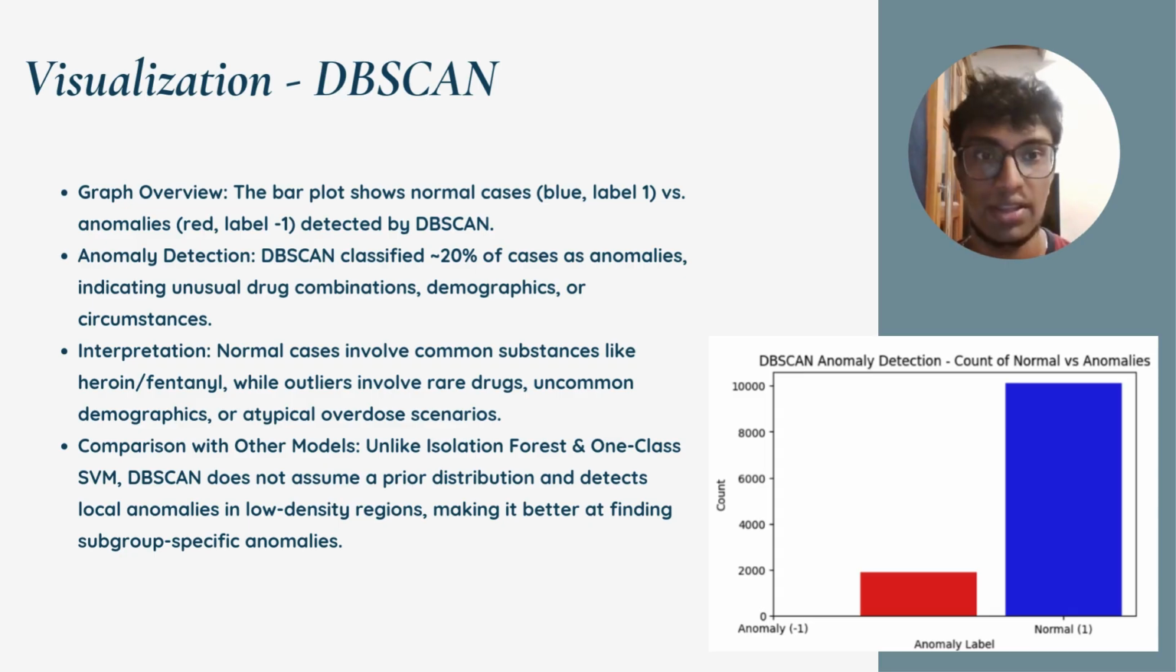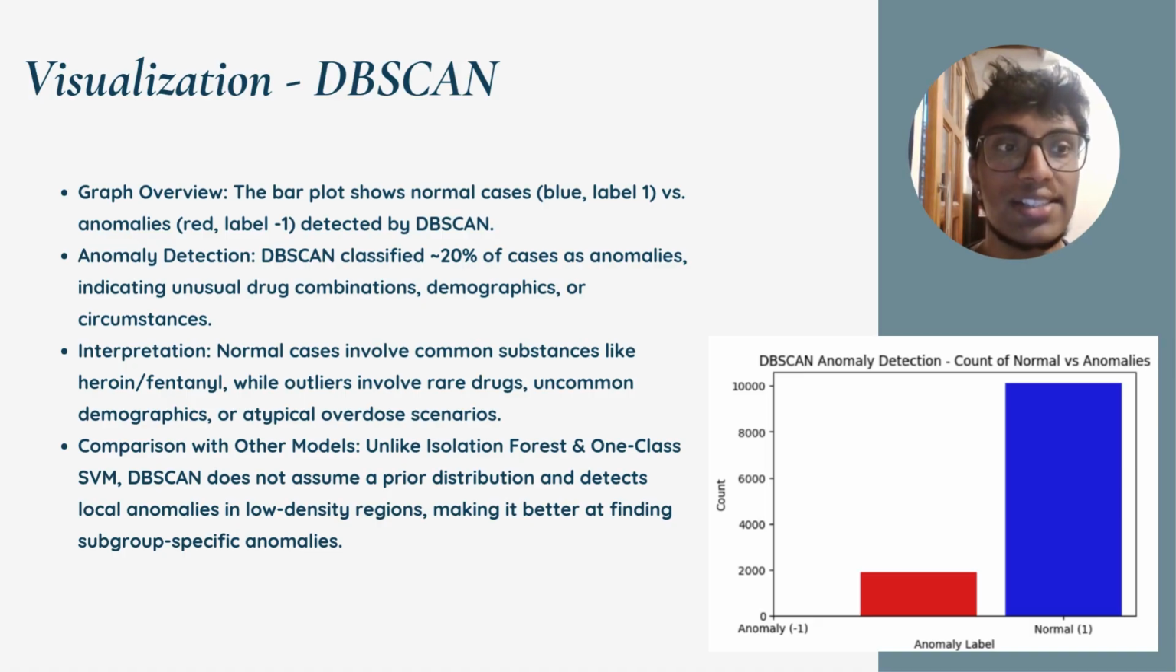The bar plot represents the classification of drug-related deaths by DBSCAN, where normal cases, label 1, are shown in blue and anomalies, label -1, in red. The y-axis indicates the frequency of occurrences, revealing that approximately 80% of the data set was classified as normal, while 20% was identified as anomalous.